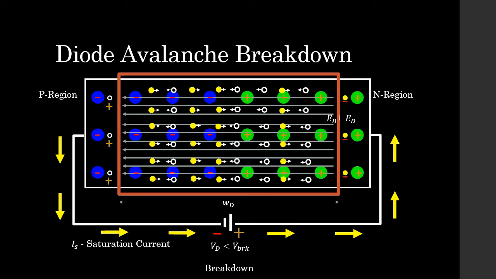Now you're looking at this picture and thinking, but sir, this is a simplified picture. We can't even see the silicon atoms. So let's move on to another picture where I hope to try and illustrate this avalanche breakdown effect a bit better for you guys to understand.